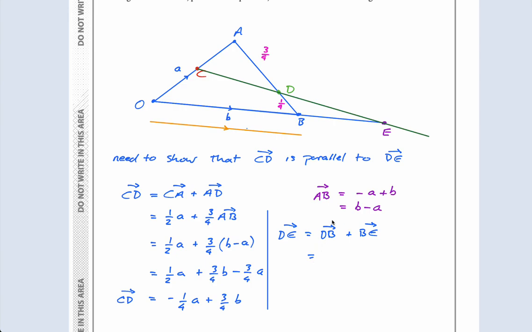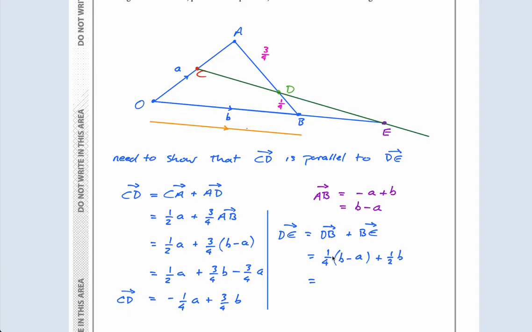DB is a quarter of AB. And AB is B minus A, so it's a quarter of B minus A, because it's 1/4 of AB, and this is AB. Plus BE. Now BE, remember, we said it's a half of OB, which is B. So BE is half of this. So a half of little b, because it said that at the start of the question.